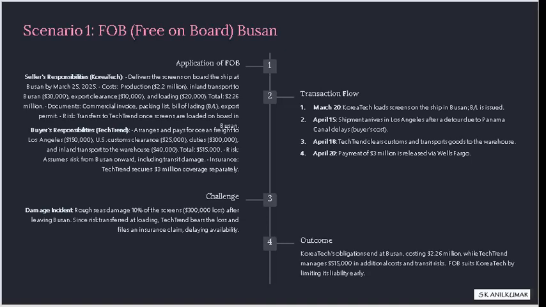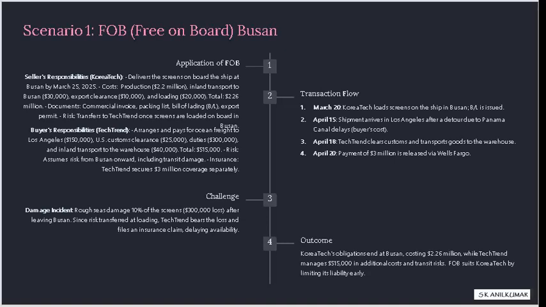What is the transaction flow? On March 20, maybe the screens are loaded. April 15, the shipment arrives in Los Angeles. April 18, the goods are cleared in customs. April 20, the payment will have to be made via Wells Fargo Bank because it is letter of credit at sight.